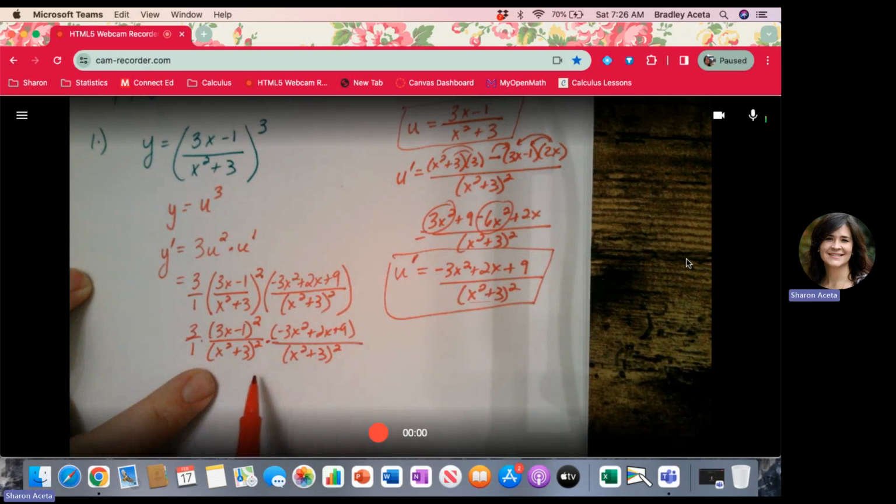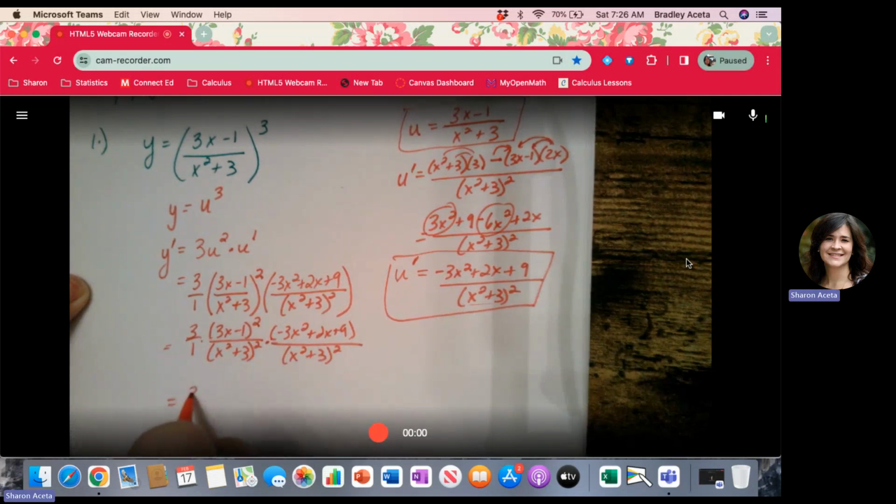These are the same thing. And when we multiply fractions, we multiply across. So the top, don't distribute, don't do anything, just leave it alone, just write 3 times (3x minus 1) squared times that whole quantity, negative 3x squared plus 2x plus 9.